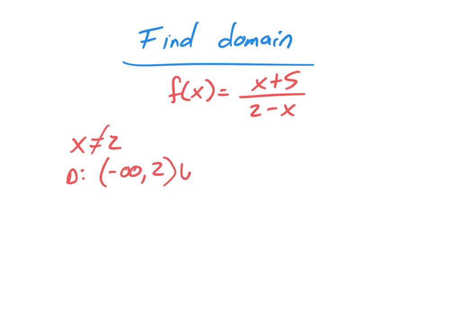And then we're going to take a little bit of a break. So I'm going to put this little U symbol in here that kind of links the two together, but it kind of separates them at the same time. And then we're going to start over again to the right of 2, and we're going to say 2 to infinity. So that's how we would write x cannot be 2. Everything except for 2.